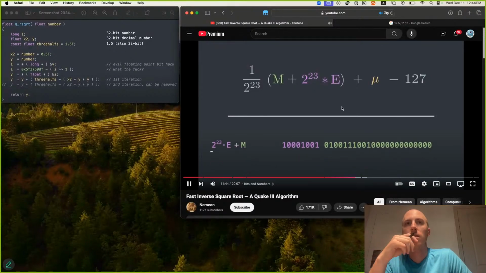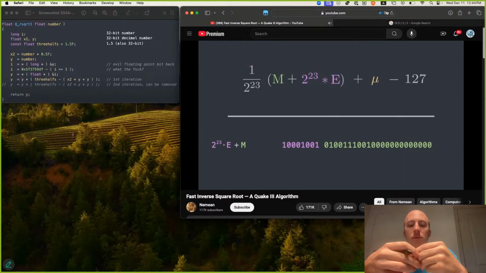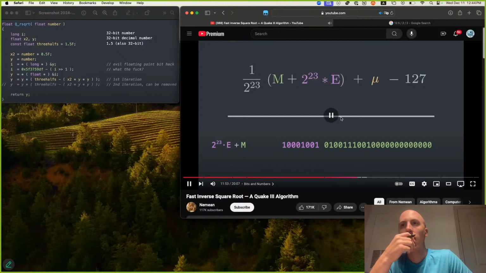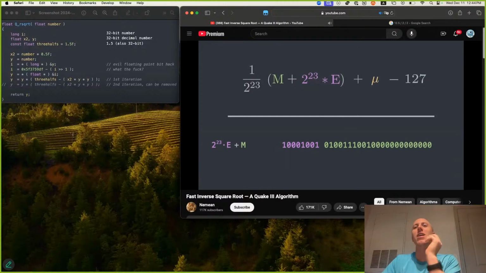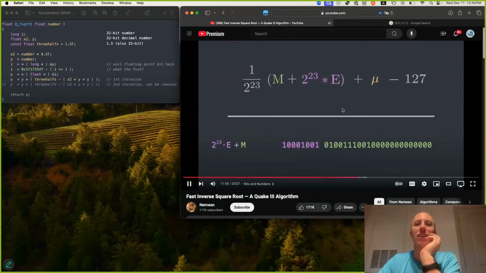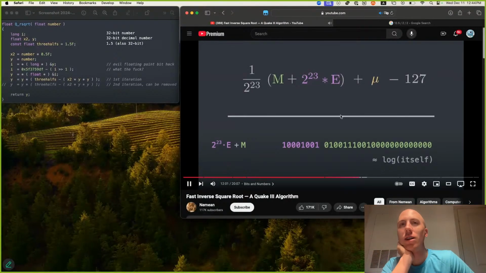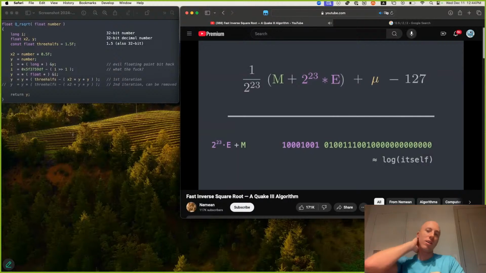That's our bit representation. So let's think about what we just did. We applied the logarithm to our formula and got the bit representation, just scaled and shifted by some constants. So in some sense, the bit representation of a number is its own logarithm. Armed with this knowledge, we can finally start with the 3 steps of the fast inverse square root.